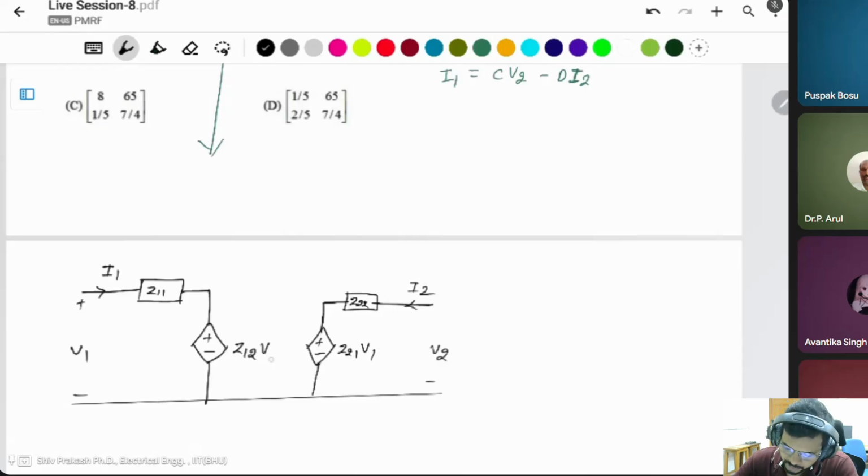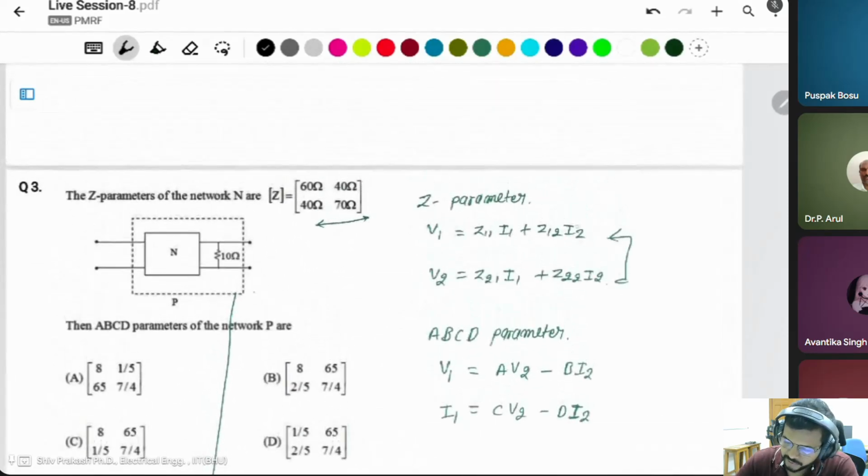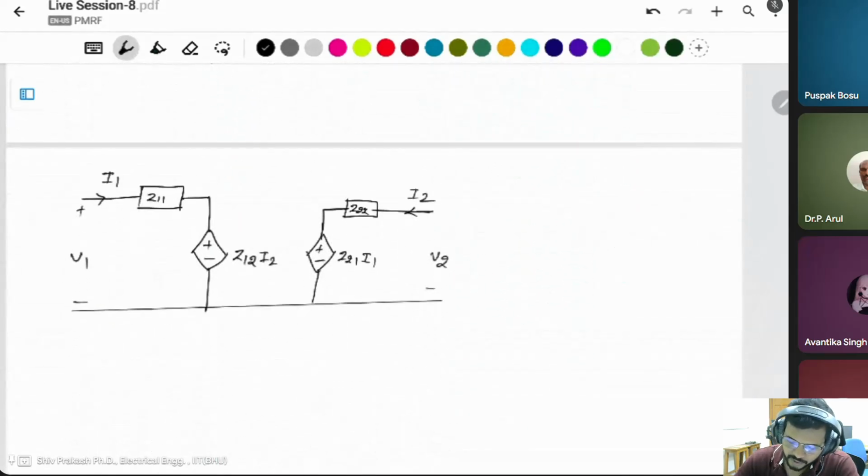Oh, sorry, not V1, I1. Sorry, I2 here and I1 here. This equation is I1, I2. The voltage equations. You can apply KVL, KCL here. In these two loops, we will get the same equation.